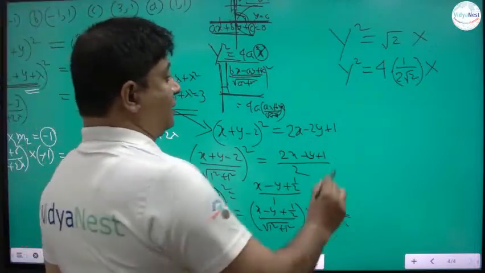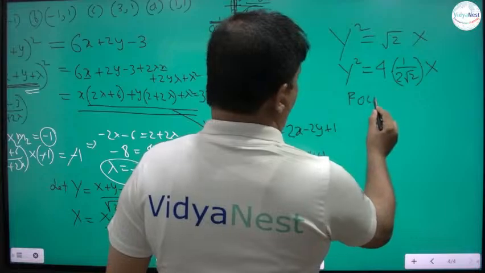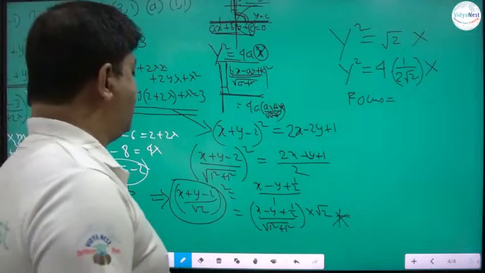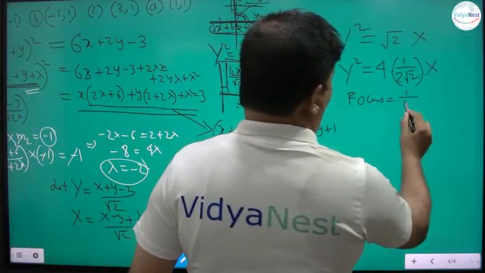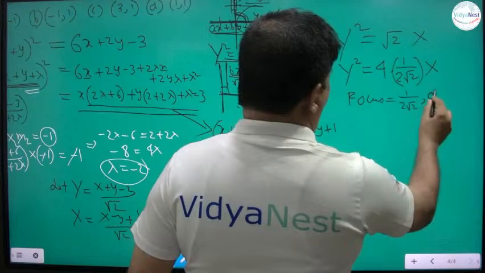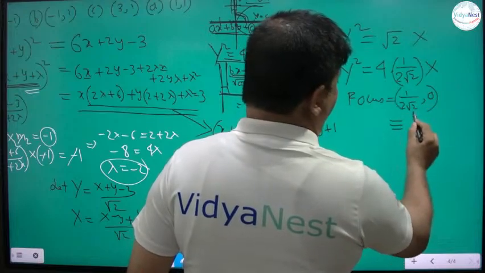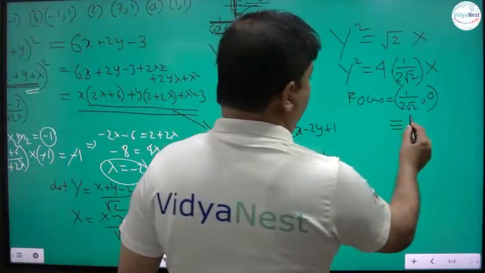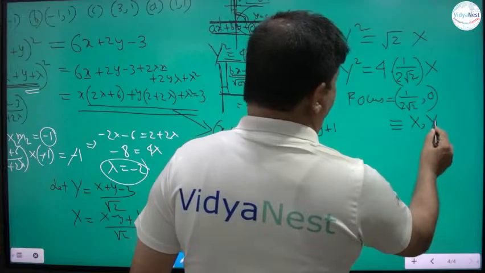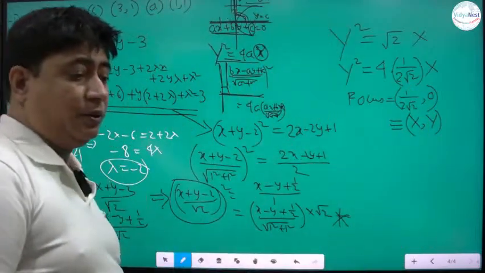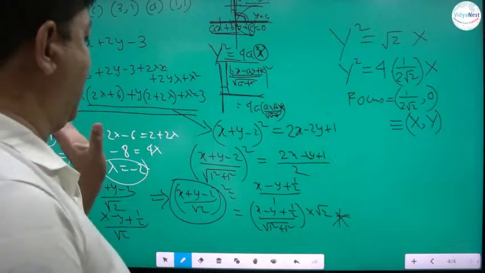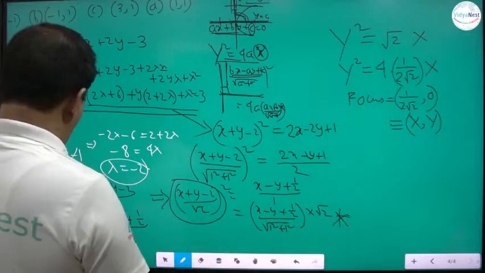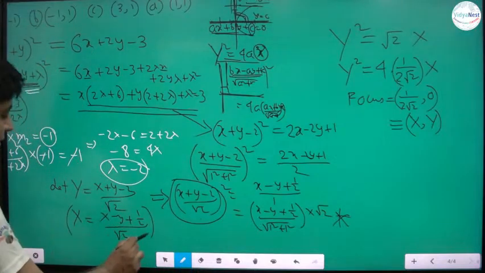Therefore, focus is what? 1 by 2 root 2 comma 0. But it is with respect to what? It will be with respect to capital X, capital Y. Okay? It is with respect to capital X, capital Y. What is capital X considered? Capital X is considered like this.